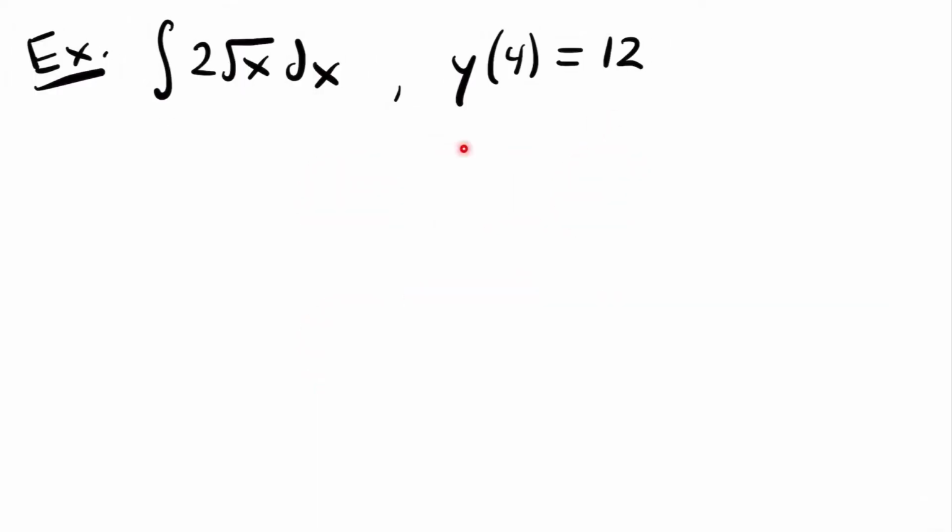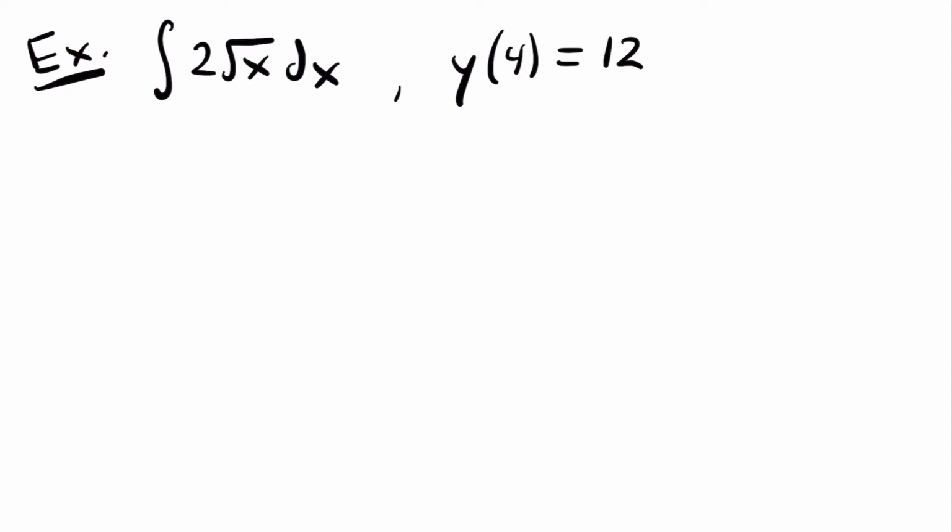Welcome back. Let's start with this example. We want to find the particular solution to this integral, the integral of 2 times the square root of x dx, given this initial condition that when our solution is evaluated at 4, it is equal to 12. And so let's start by finding the general solution of this integral.